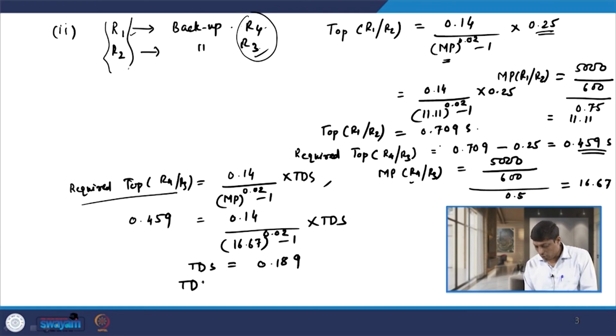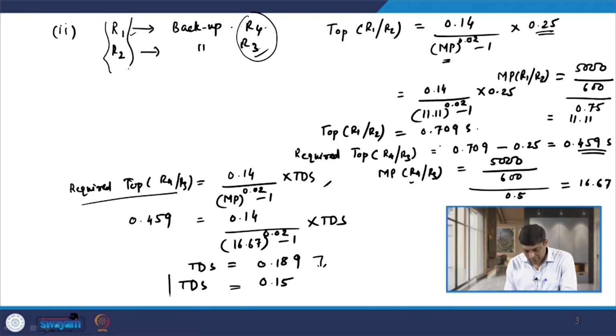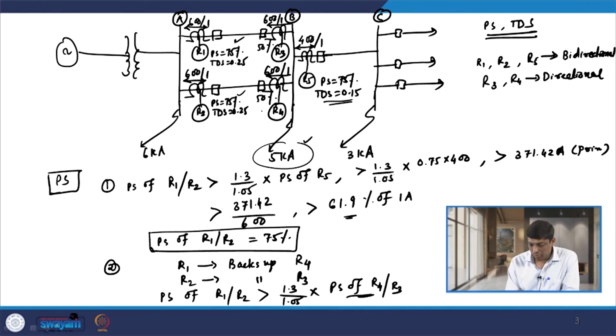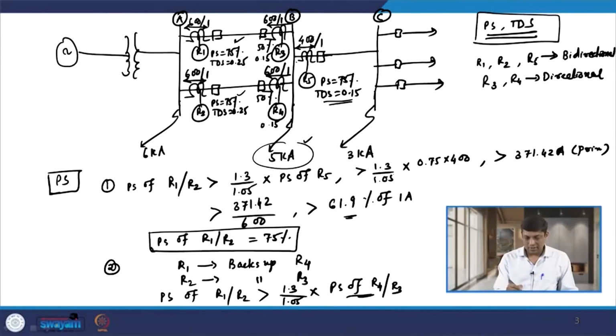So, we can select a value lower than this available in the setting range. So, we can select 0.15. So, the TDS of R4 R3 comes out to be 0.15. This is also 0.15, right. So, with this background we have calculated the value of plug setting and time dial setting of relays R1, R2, R3 and R4. In this example we have considered both bidirectional relays as well as directional relays.